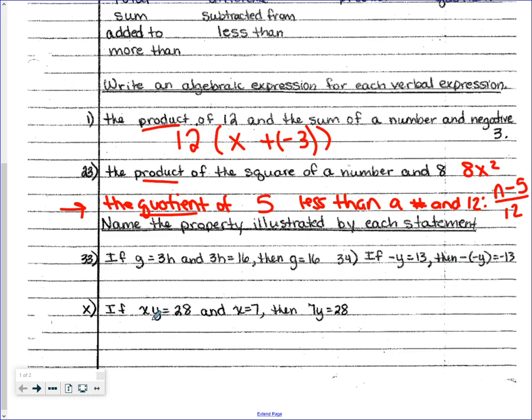Name the property illustrated by each statement. If g equals 3h and 3h equals 16, then g must equal 16. What that means is if one thing equals a second thing, and that same second thing equals a third thing, then the first equals the third. Do you see what I'm saying? If this equals this and this equals this, then this must equal that. That's called the transitive property of equality.